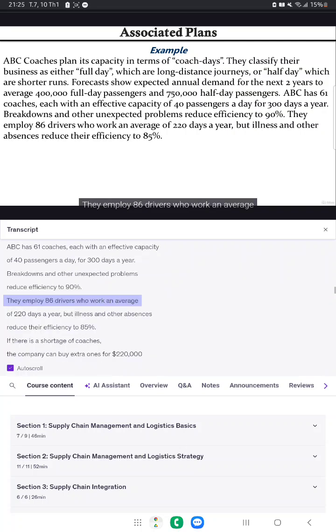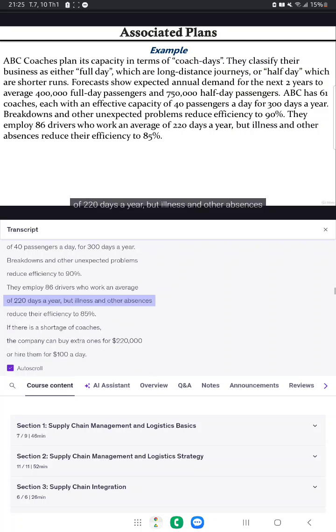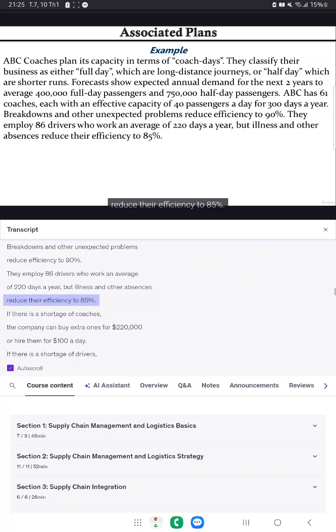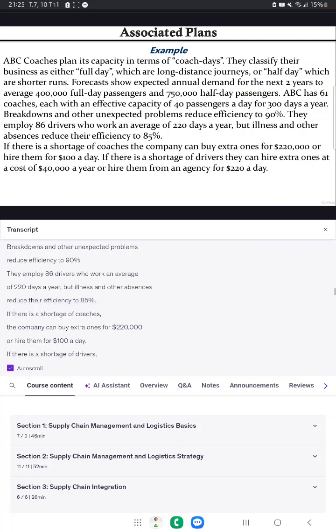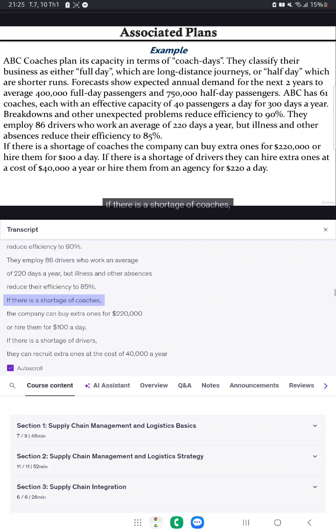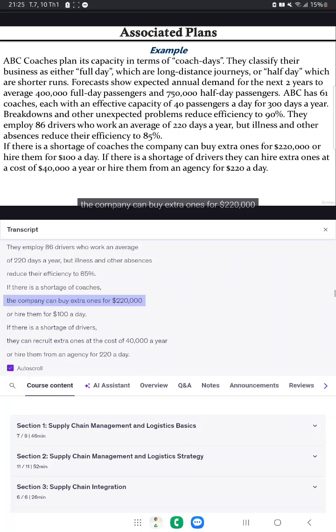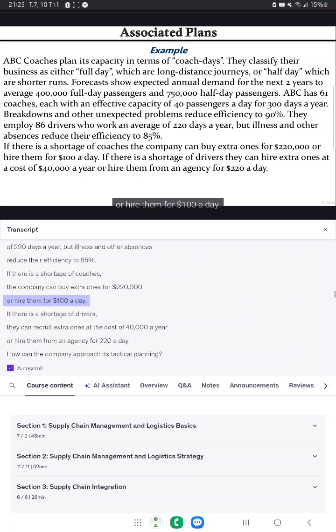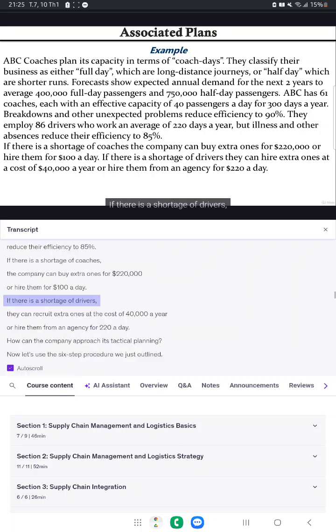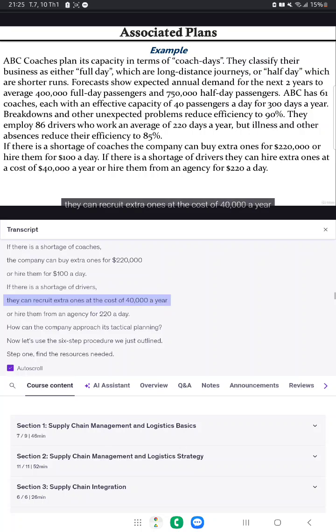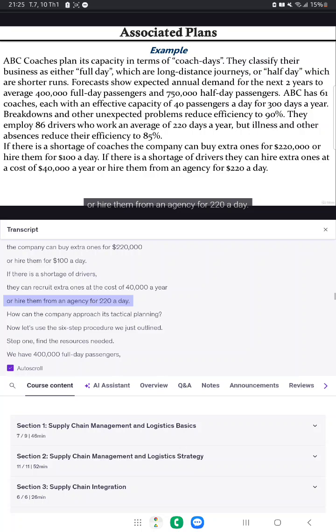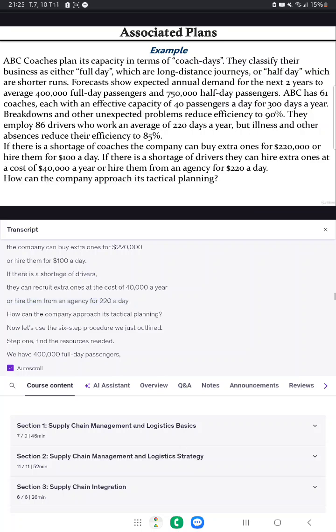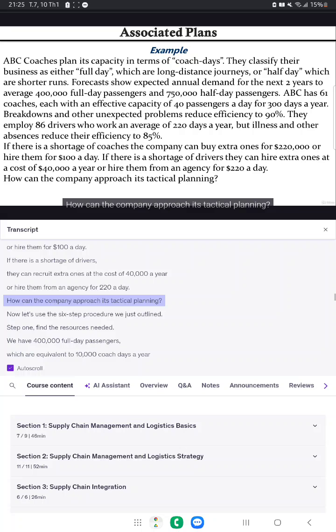They employ 86 drivers who work an average of 220 days a year, but illness and other absences reduce their efficiency to 85%. If there is a shortage of coaches, the company can buy extra ones for $220,000 or hire them for $100 a day. If there is a shortage of drivers, they can recruit extra ones at a cost of $40,000 a year or hire them from an agency for $220 a day. How can the company approach its tactical planning?